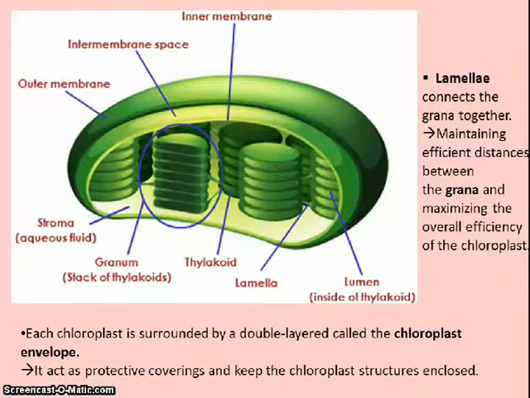Two or more grana are connected to each other by intergranal lamella. In this way, the lamella acts as a skeleton of the chloroplast, maintaining efficient distances between the grana, thereby maximizing the overall efficiency of the chloroplast. Each chloroplast is also surrounded by a double-layered membrane, that is, it is enclosed by two membranes separated by an intermembrane space, and these two membranes are known as the chloroplast envelope. The membranes act as a protective covering and keep the chloroplast structures enclosed.